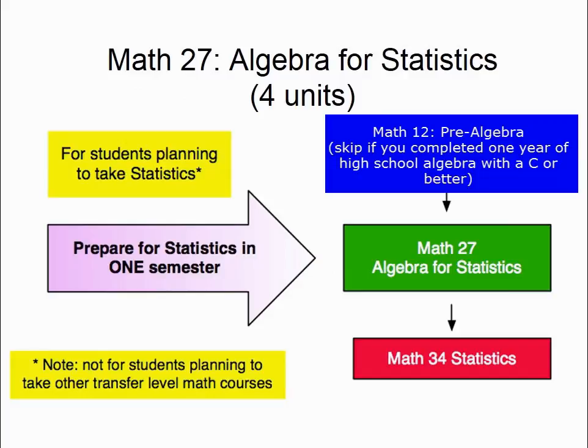Math 27, Algebra for Statistics. This course is highly recommended for students that are not going into a STEM major, however, it may not work for nursing majors. Please see your counselor if you're a pre-nursing major.